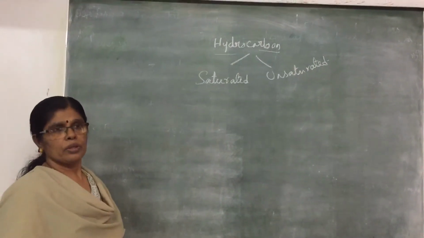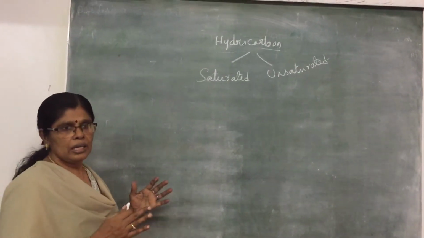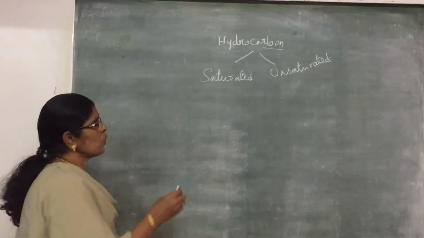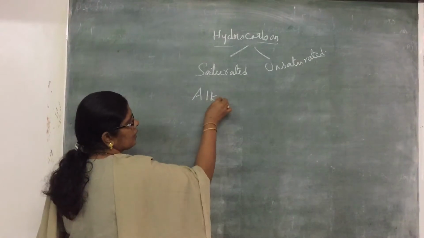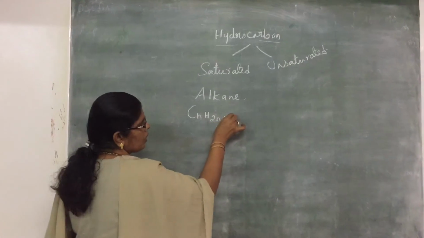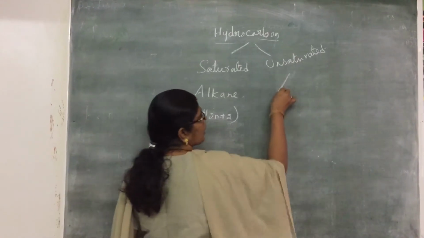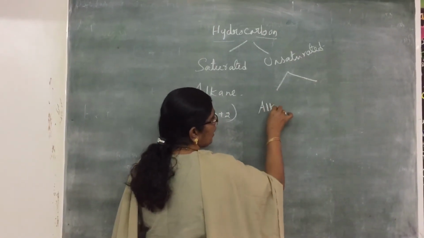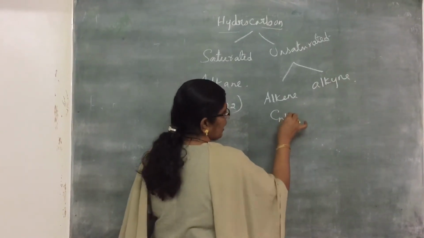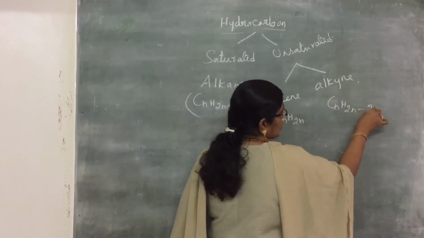Saturated hydrocarbon. What's the meaning of saturated hydrocarbon? If carbon and hydrogen are linked by a single bond, then that is called a saturated hydrocarbon. The example is alkane, and its general formula is CnH2n+2. Unsaturated hydrocarbons are of two types: one is alkene and another one is alkyne. Alkene has the general formula CnH2n and alkyne has the general formula CnH2n-2.